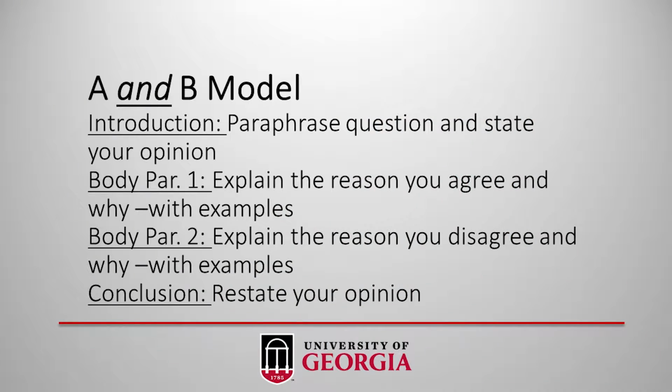The final type is what I'll call the A and B model. This is the model type that you would need to use if you neither fully agree nor fully disagree. You feel somewhere in the middle. You have some reasons why you agree and some reasons why you disagree, so you want to talk about both. Let's look at how the outline for this essay type would look. For this essay type, your paragraph 1 will explain the reasons why you agree and why, and your paragraph 2 will explain the reasons why you disagree and why.